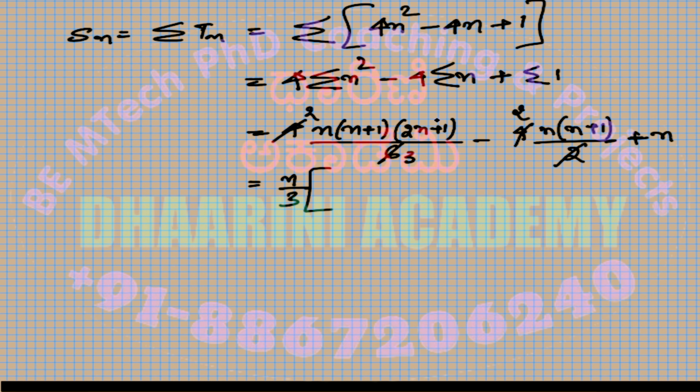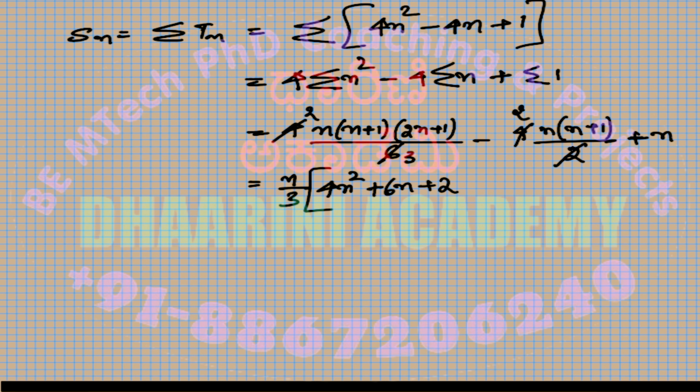So n into 2n is 2n square. 2n square into 2n becomes 4n square. Okay, first term. Then I multiply n into 1 is n. 2n plus 1 is 2n. 2n plus 1 is 3n into 2. So that is 6n plus 6n. Then 1 into 1 is 1 into 2 is a 2. That is the first term, right?